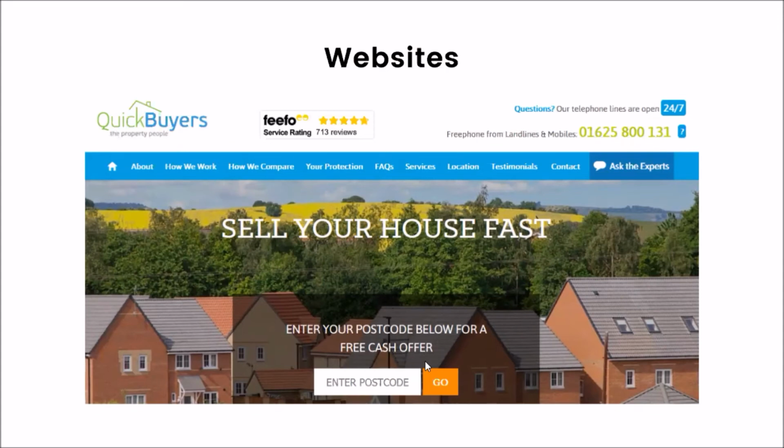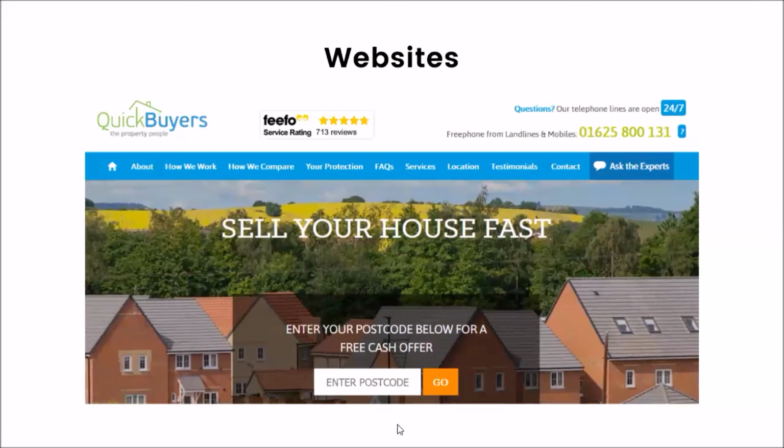Enter your postcode here below for a cash offer. This website has been designed so that people type in their details and send it to the business owner. So this is for them collecting leads. Someone will type in their postcode here. In all likelihood, if I'm the one visiting this website, I'm going to type in my postcode and then go.